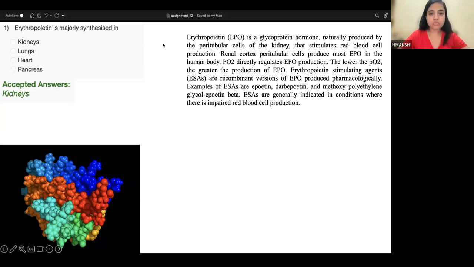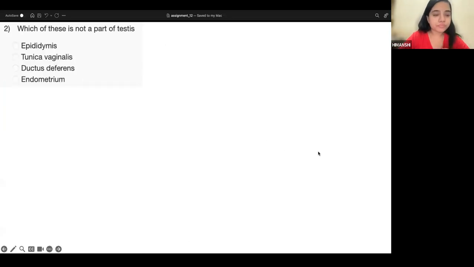Okay. So moving to the next question. Next question for today is, which of these is not a part of the testis? Is it epididymis, tunica vaginalis, ductus deferens, or endometrium? You guys have 1 minute for this question.